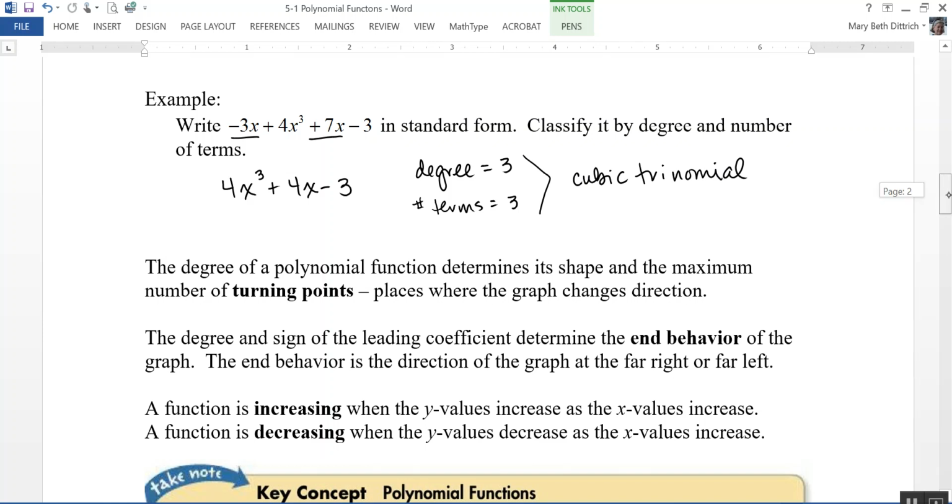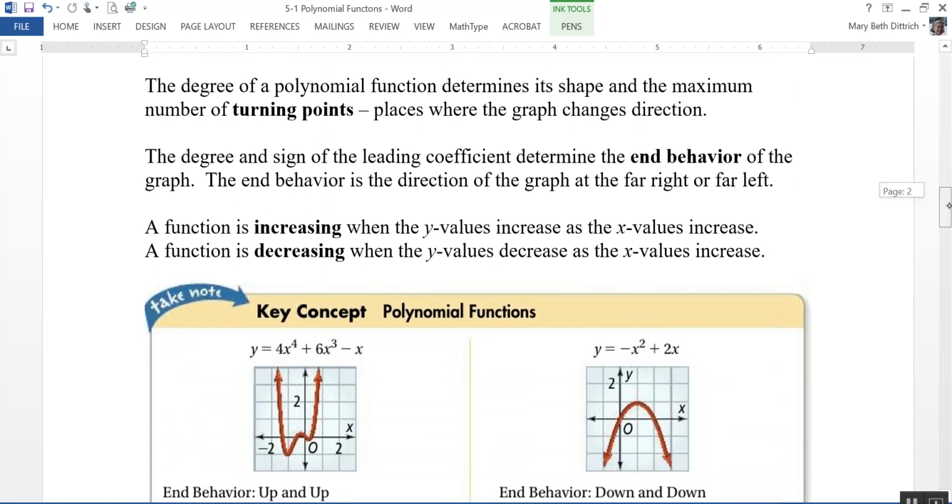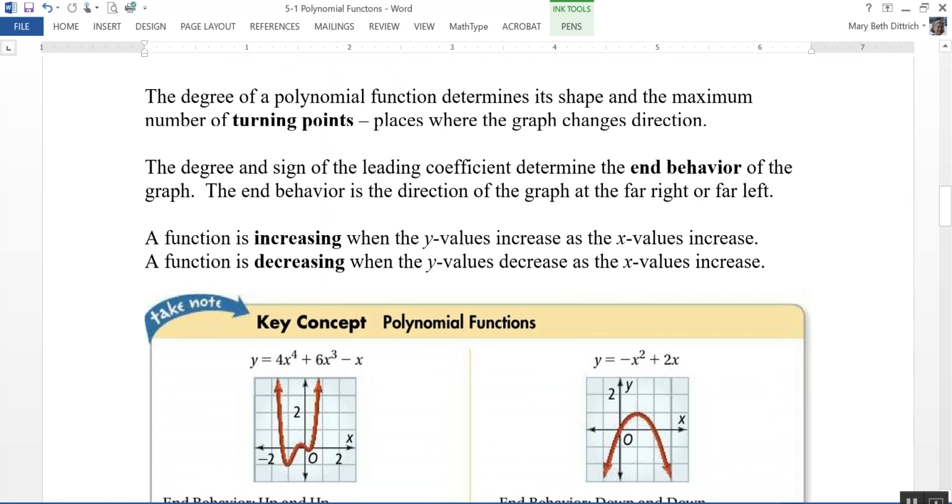Now, the degree of a polynomial function determines its shape and its maximum number of turning points, or the places where the graph of the function changes directions. The degree and the sign of the leading coefficient, that is the coefficient in front of the highest power of x, determine what's called the end behavior of the graph. The end behavior is the direction of the graph at the far right or the far left. In other words, what is going on at the arrows on the end of the graph.